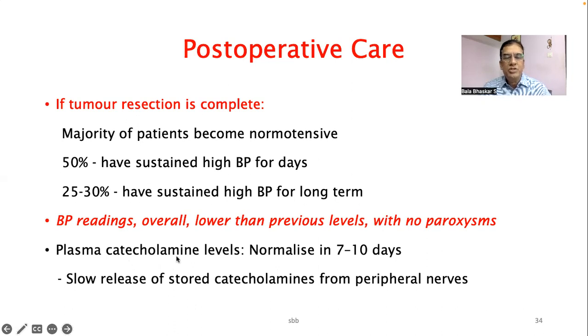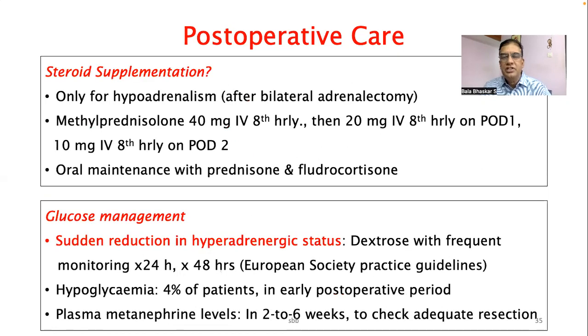Normally, the plasma catecholamine levels will take about 7 to 10 days to normalize. If you get the blood sample done, we can see that. This is mainly because there is slow release of stored catecholamines from the peripheral nerves. Steroid supplementation would be a consideration when we talk about bilateral adrenalectomy in some patients. This is a protocol with respect to administration of methylprednisolone IV initially, and oral maintenance with prednisone and fludrocortisone is advised for the patient.